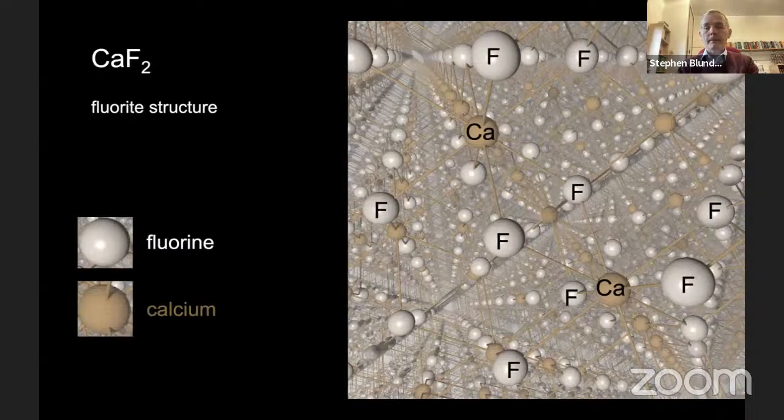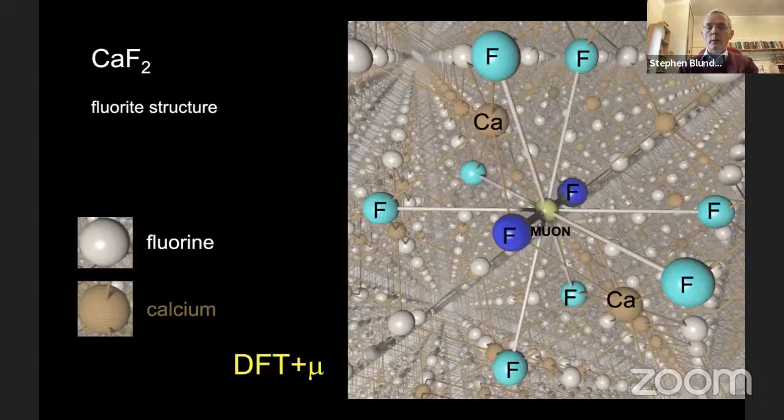Now, I'll just go through briefly what we can do next. To see whether this really works, we take our calcium fluoride. As I've said, we've got the muon here. This is the site that we found. We also know that the muon distorts its local environment. By DFT calculations, you can see that the presence of the muon actually moves those two fluorines in slightly. You can also see it slightly repels those two calciums, which move very slightly, but the other ions do not move. So this is something that we've calculated.